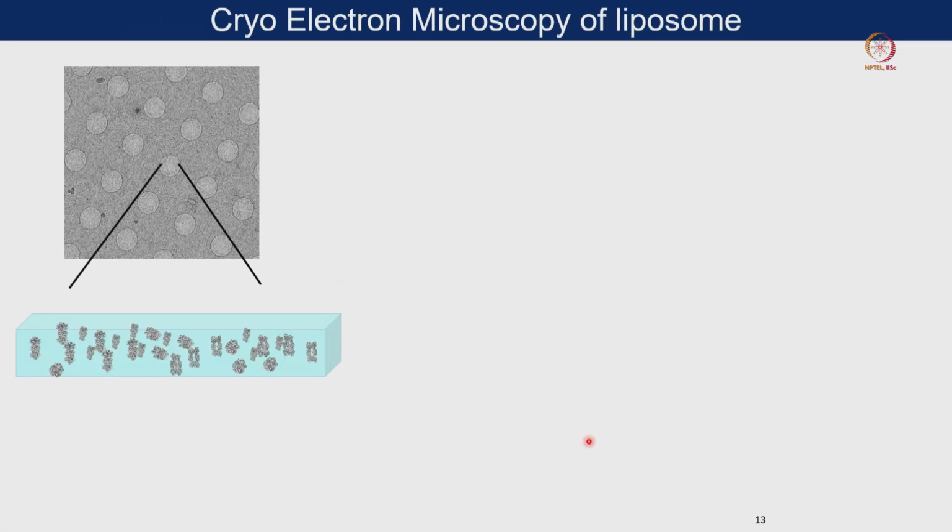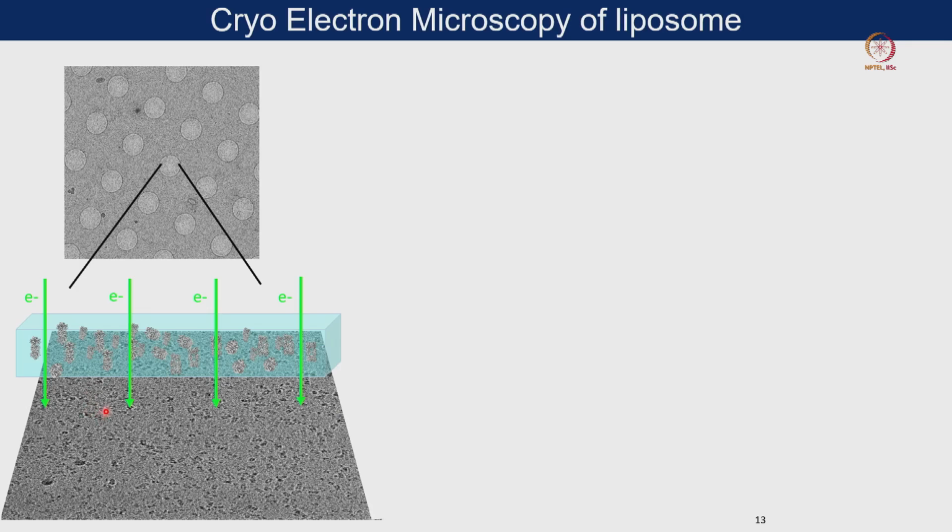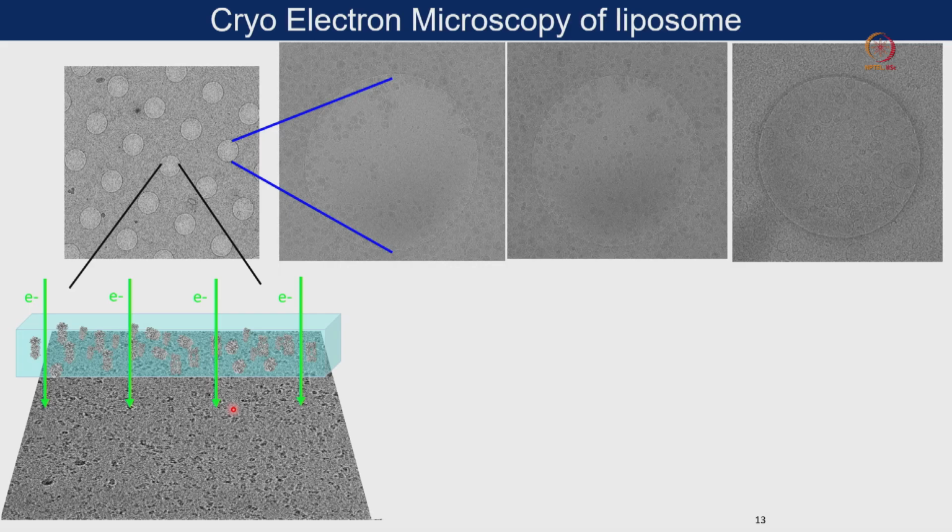Now the similar thing again: this one has a different orientation, the electron beam goes through that sample and we get a 2D image. Here we are getting a 2D image. On the other hand, in some cases we already discussed the liposome.